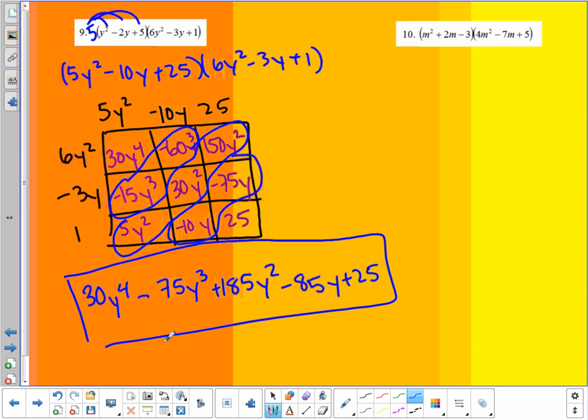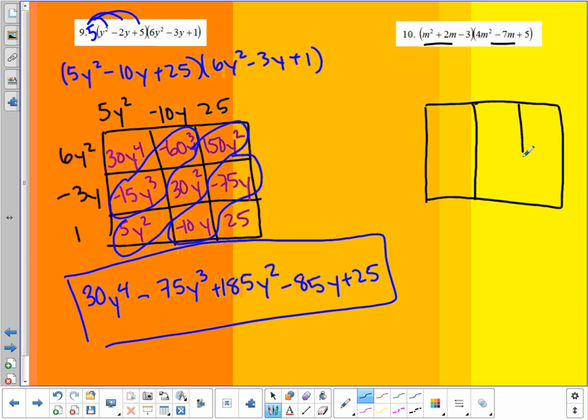Holy cow. Okay, let's do this one more time and then we have one more problem and we'll be good. So in number 10, I need to set up another 3 by 3 box. I have 3 terms and 3 terms. So here we go. 3 columns, 3 rows. Lay out your terms, m squared, 2m, negative 3, 4m squared, negative 7m, positive 5.